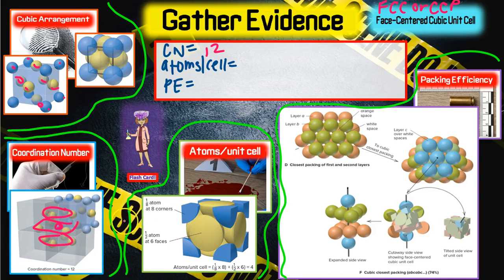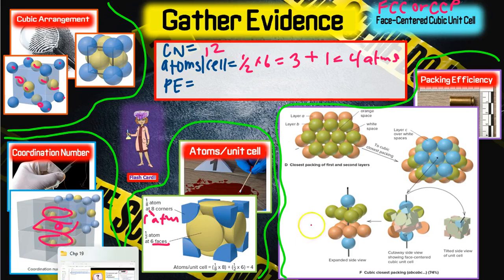Okay, and the third piece of evidence is always going to be the atoms per unit cell. So we're still going to have our 1/8 particles at the corners, so that's going to give us 1 atom, right? And now we also have atoms at the center of the faces of our cube itself. So we know we have 6 faces, and if half of an atom is on each face, then we're going to take 1/2 times 6, which equals 3, added to the atom from our corners, and that means we're going to have 4 atoms per unit cell here.